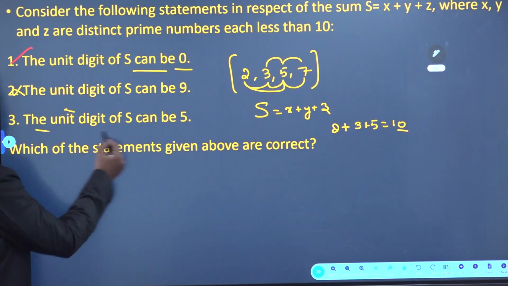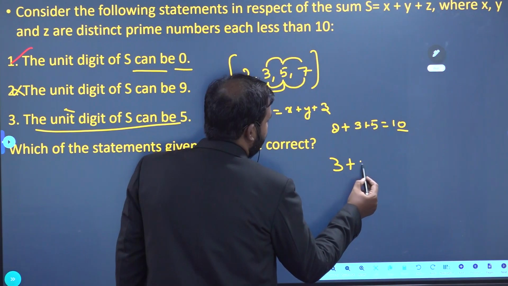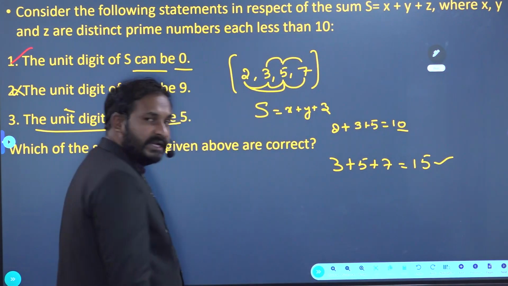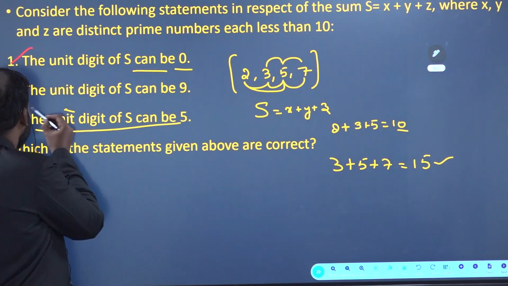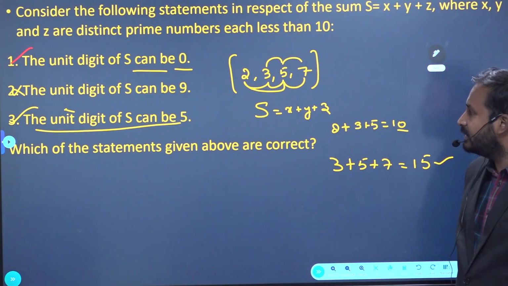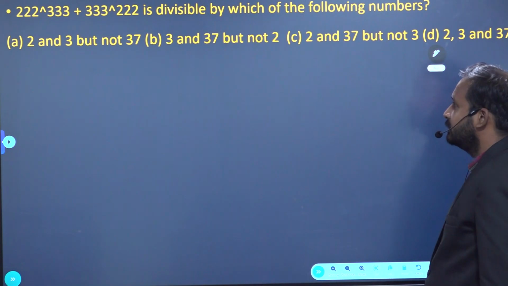Next, the unit digit of s can be 5. Yes, just now we have seen. If I take 3, 5 and 7, the sum will become 15 and unit digit can be 5. So there is chance for this. So which of the above statements are correct means 1 and 3 are correct, second one is wrong. We will never get the sum as 9. Next one.